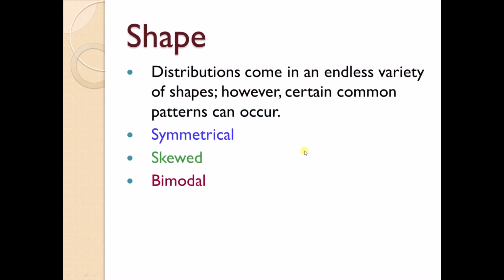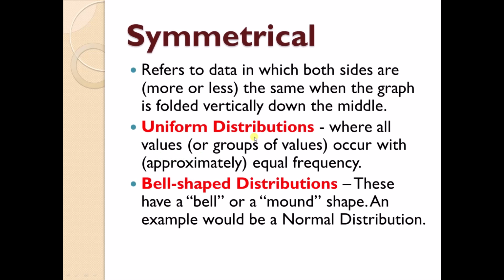So we'll start out with the S there, and that would be shape. And there are just an endless variety of shapes, but there are three that we're really going to be looking for specifically. There's symmetrical, there's skewed, and there's bimodal. So looking at those, we'll start out with symmetric. Those further break down into two different types. There are uniform distributions, where the values occur with approximately equal frequency.